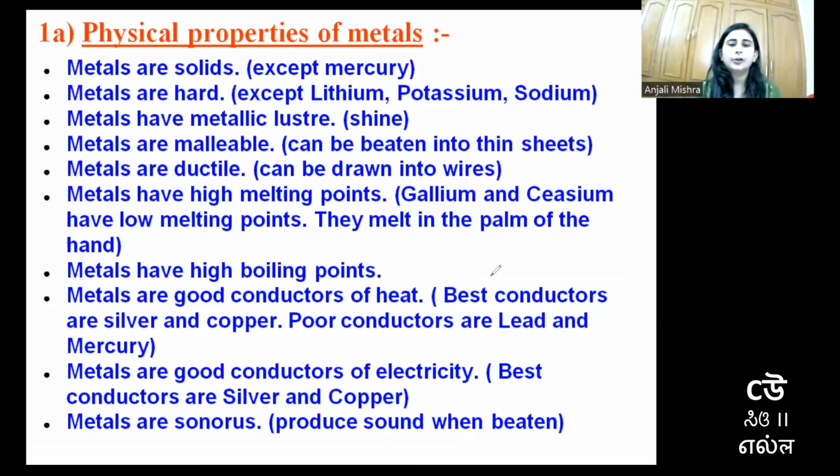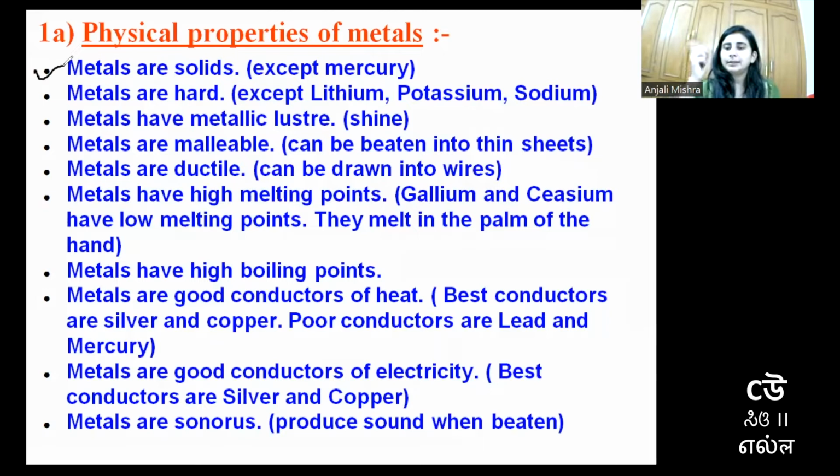So let's just start off with the first physical property of metal, which is that these metals are solids. So aap koi bhi metal agar apne haath mein lete ho, students, you will notice that metals are solid. Achhe sakht hote hain. But there is an exception, and that is mercury. So mercury kahan dekha hoga aap logon ne? Thermometers mein. Thermometers kahan use hota hai? Basically, agar humein apna body temperature measure karna hota hai, toh uske liye we use thermometer.